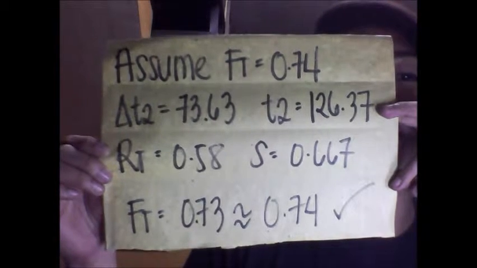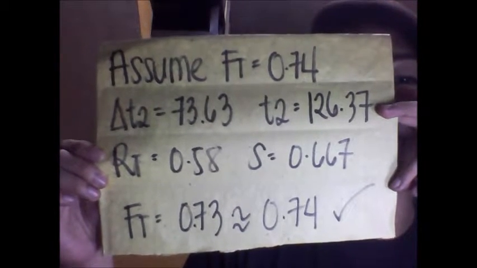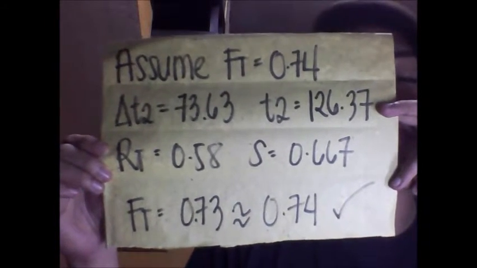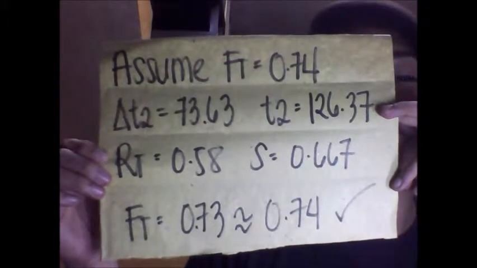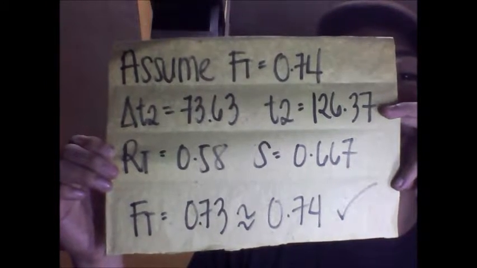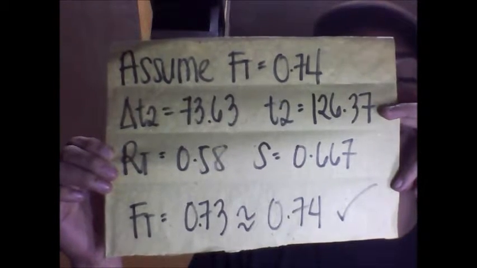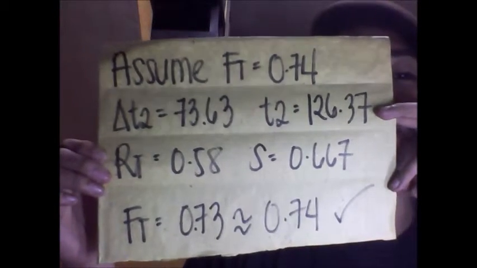So using the values of R and S, which are 0.58 and 0.667, and plugging into the graph, the value of Ft that we get is 0.73, which is near or equal to 0.74. So since it is near enough, we can now use the T sub 2, or the exit temperature of the cooling water, to solve for the length.